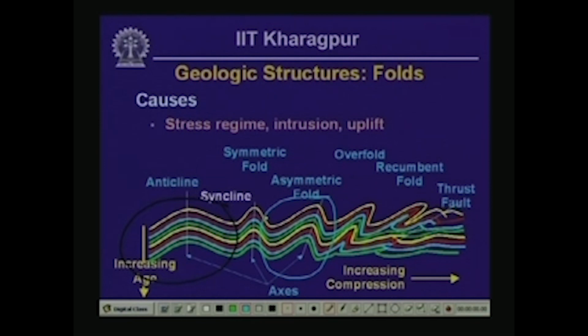For instance, the fold shown here is an asymmetric fold. You can see that the dip of the left limb of the fold is much gentler compared to the right limb. When the compression increases further, the different units come even closer together, and we get an overfold, which is further to the right. Finally, the fold completely closes in, and that situation is given the name recumbent fold. So, this is an example of how folds develop because of the change of stress regime.